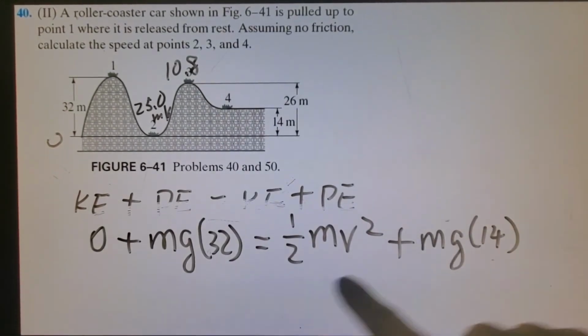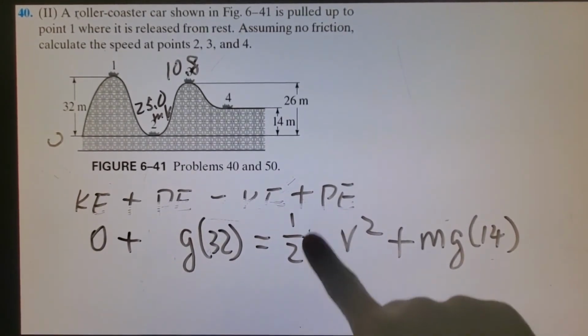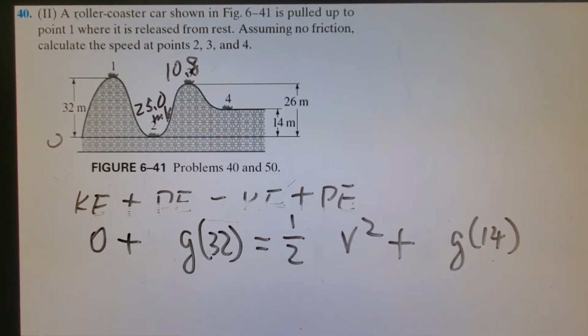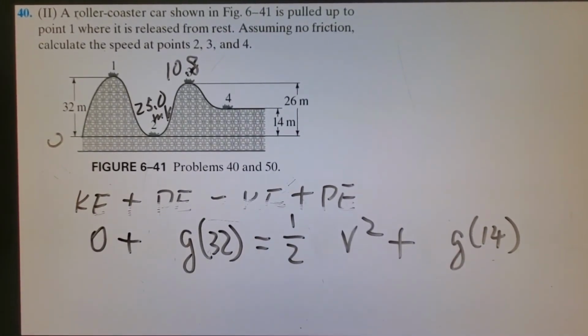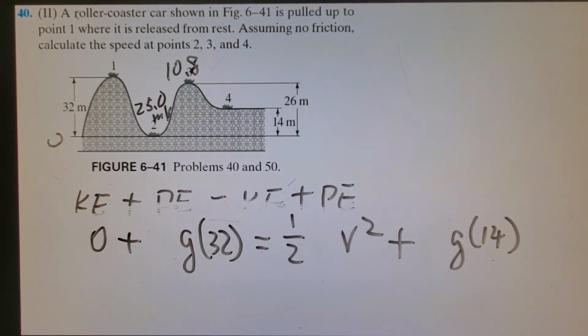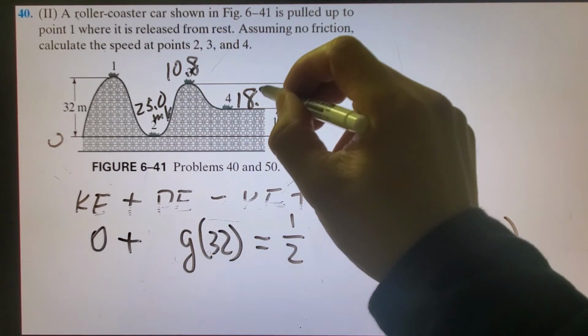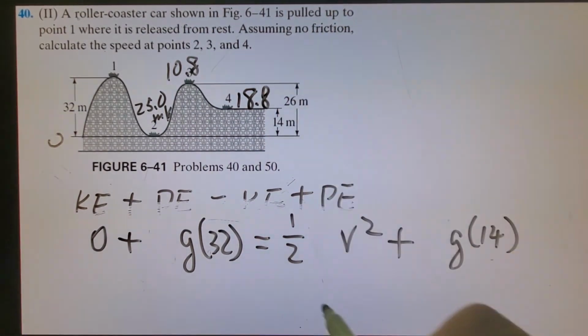Again, look at each term. It carries the m, so I'm going to cancel m everywhere. It's independent of mass. So 9.8 times 32 minus 9.8 times 14, multiply by 2 and take the square root of it. I get 18.78. So at this point it's 18.78.